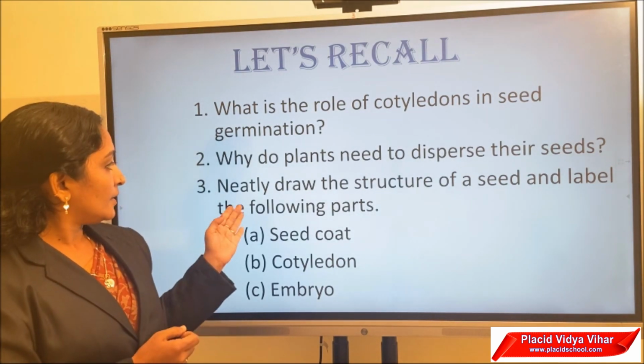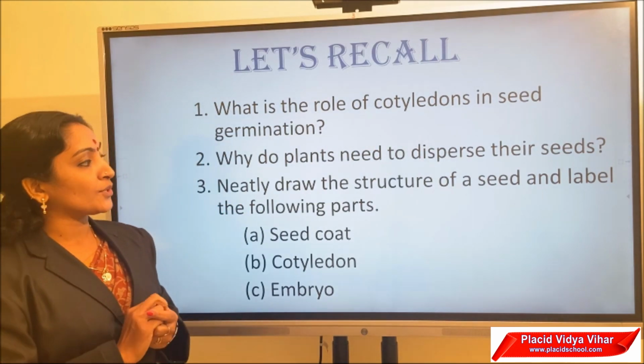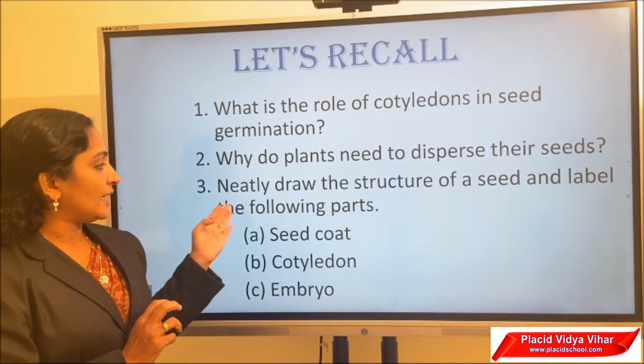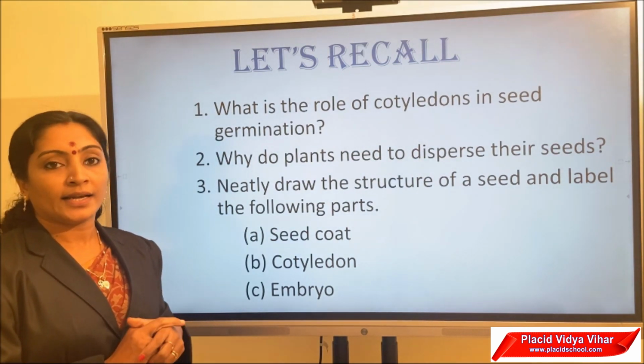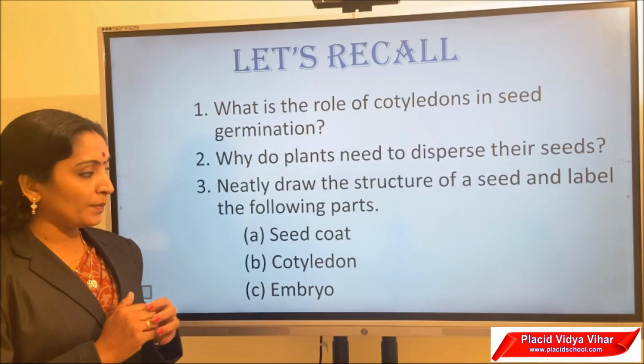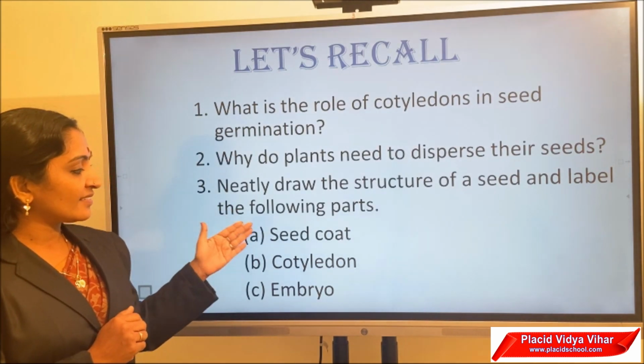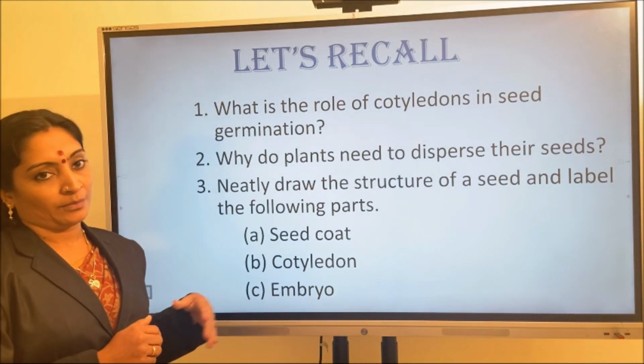Okay. Then, next you have to draw the structure of a seed and label the following parts. In your textbook, the diagram is very clearly shown. So you just copy the diagram and label seed coat, cotyledon and embryo.